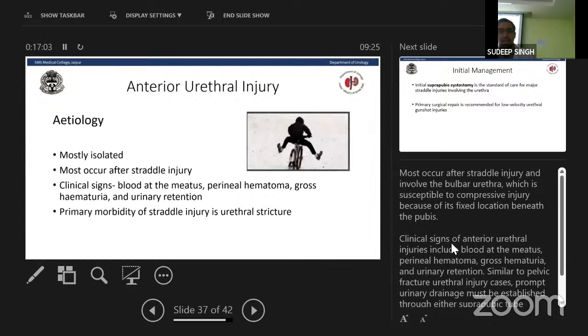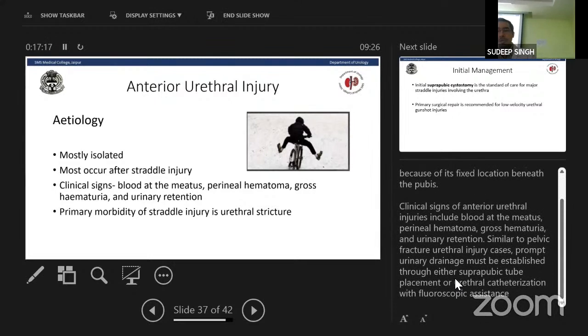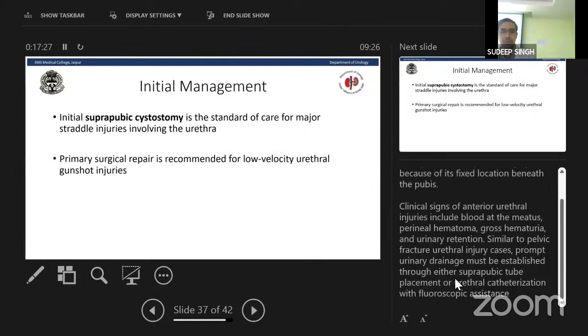The clinical indicators include blood at the meatus, perineal hematoma, gross hematuria, or the patient may have urinary retention. Similar to the pelvic fracture, it needs prompt urinary drainage through either a suprapubic tube placement or a urethral catheterization with fluoroscopic assistance. The primary morbidity of straddle injury is a urethral stricture, which may form after a few months.